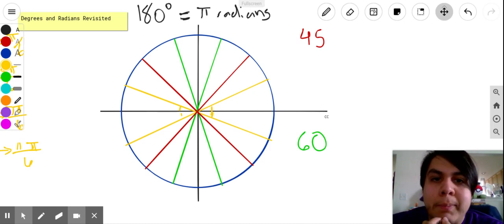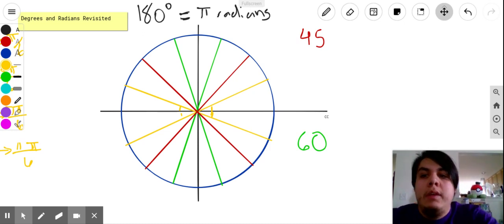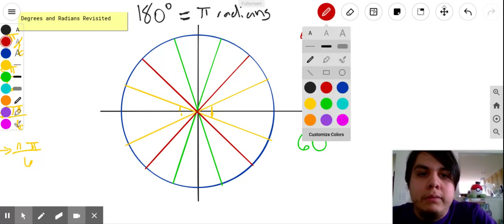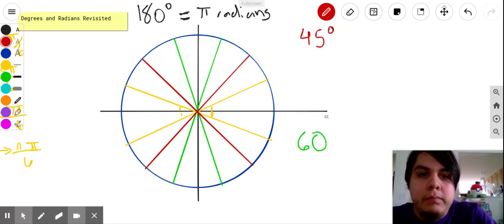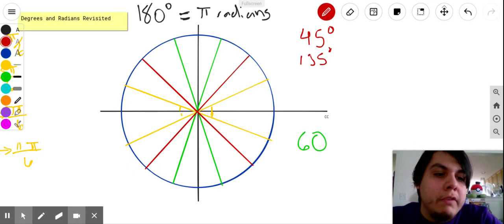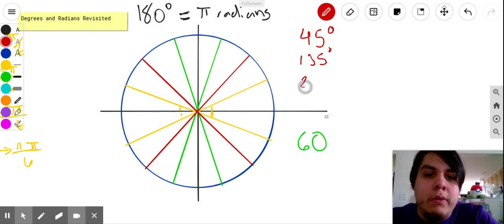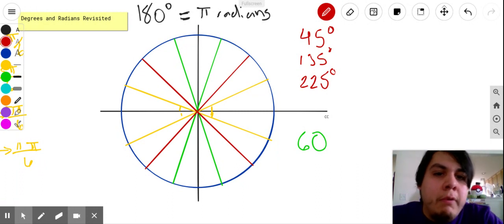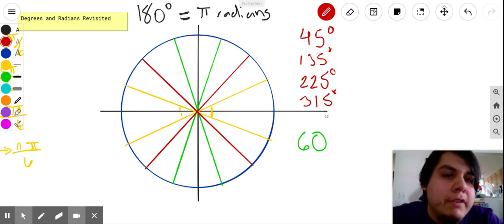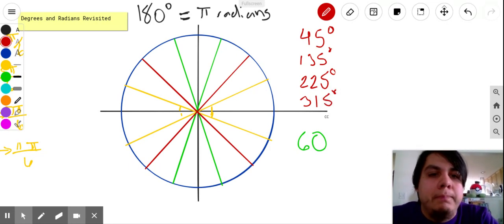Okay, so now let's pick up with the 45-degree angles. If I have an angle that was 45 degrees, I know that an angle measure of 135 degrees would also have a reference angle of 45. I know an angle of 225 degrees would also have a reference angle of 45 degrees, and I know an angle measure of 315 degrees would also have a reference angle of 45 degrees.